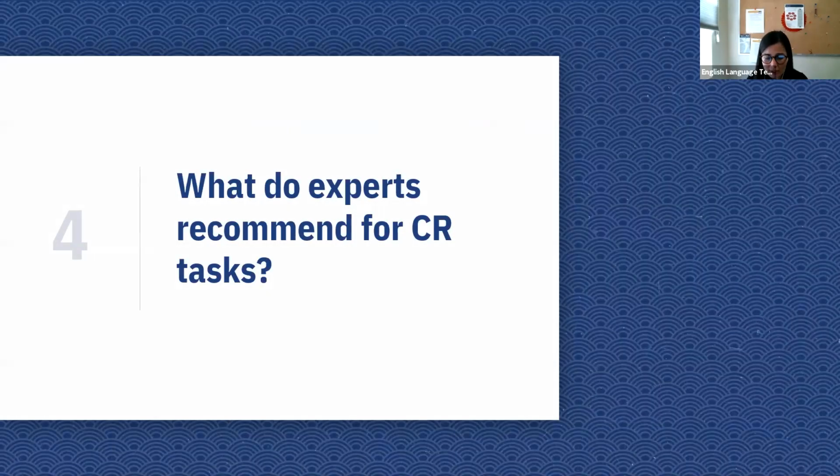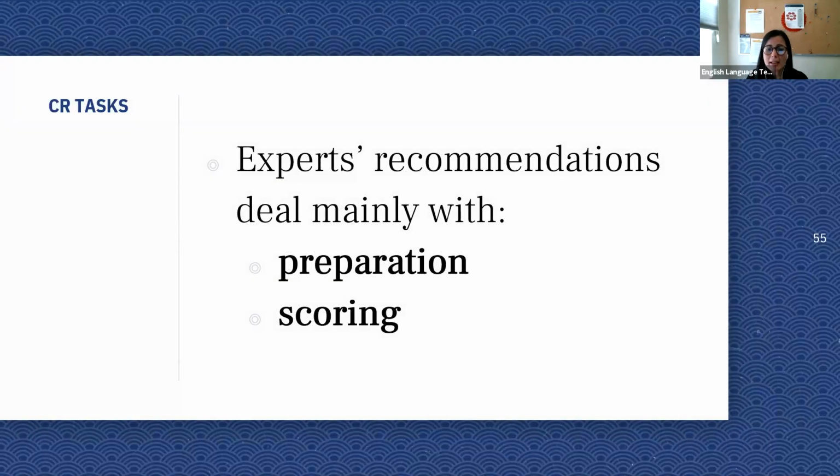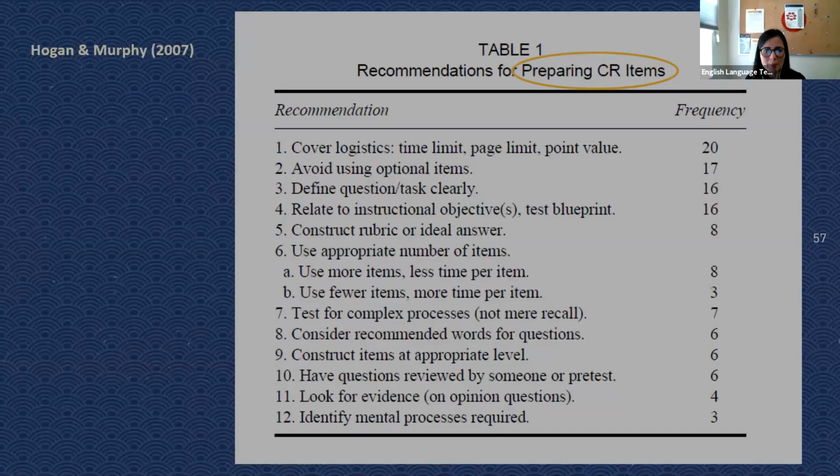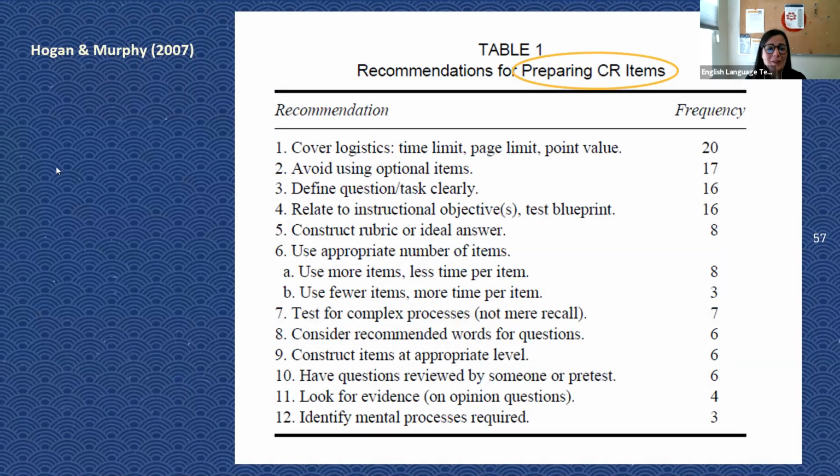And for the last part, what do experts recommend for constructive response tasks? It's basically related to two things: the preparation of the task itself and the scoring, right? Some examples of constructive response tasks that we've talked about before. Oh yeah, sometimes students write V instead of T because V means verdadero, true in Spanish, yes. So it's good to have the circle, right?